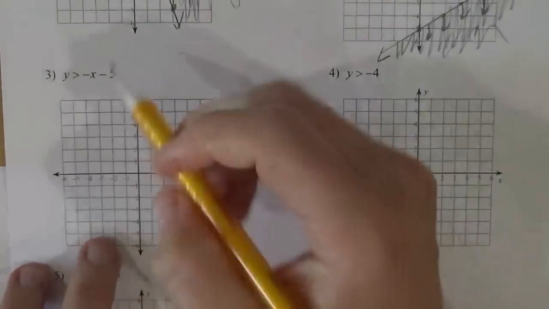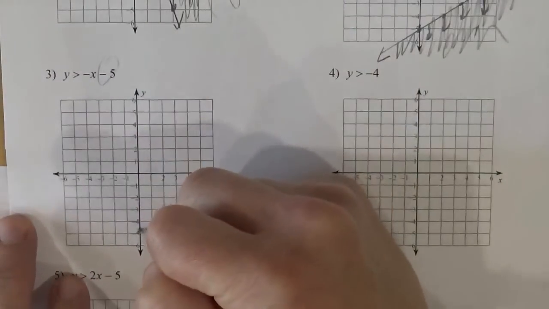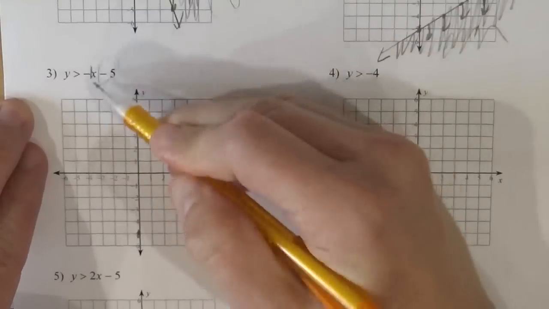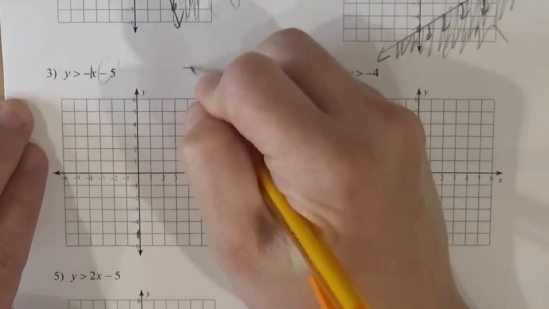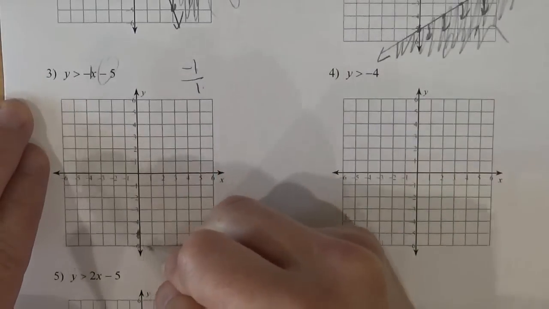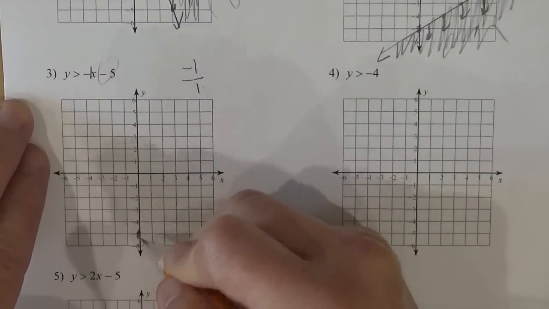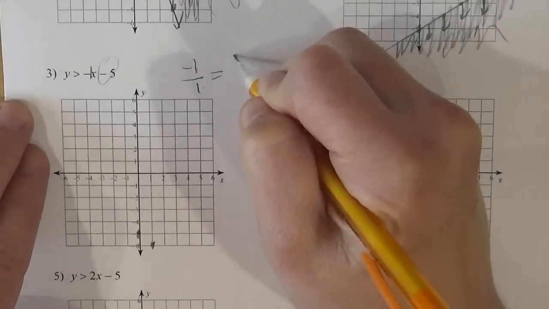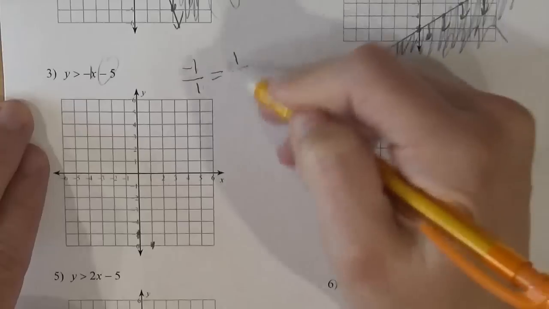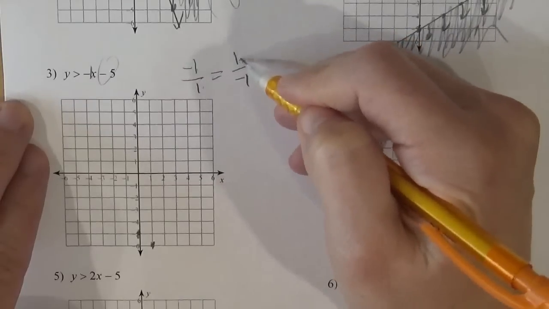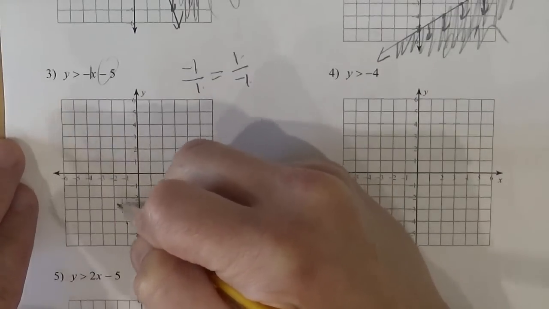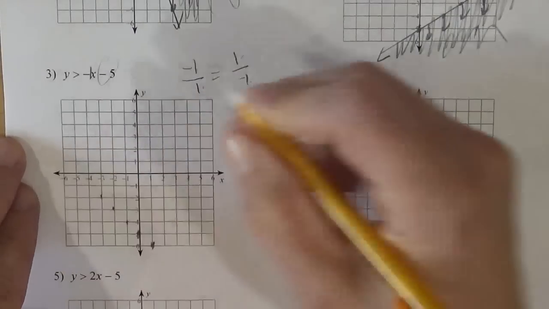We do it again. Y-intercept of negative 5, start there. There's nothing in front of the x, so we know we're just too lazy to write a 1. So if my slope is negative 1 over 1, I'm going to go down 1 and over 1. So down 1 and over 1. I could have also gone 1 over negative 1, because that would be a negative 1 for my slope as well. So I could go up and to the left if I wanted. So up and left, up and left, up and left.